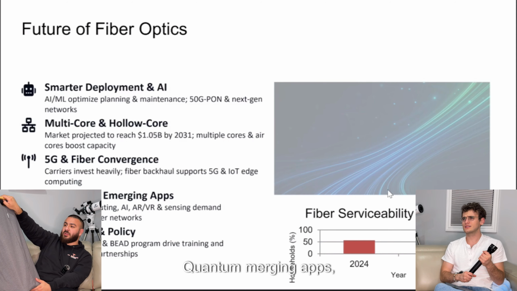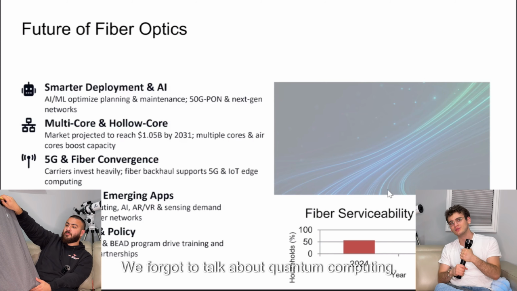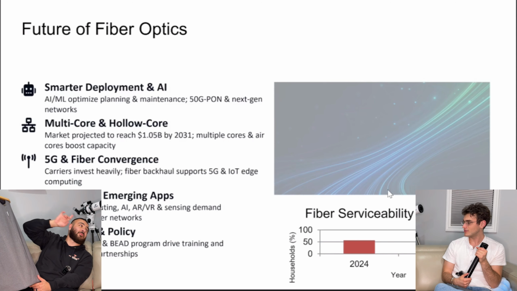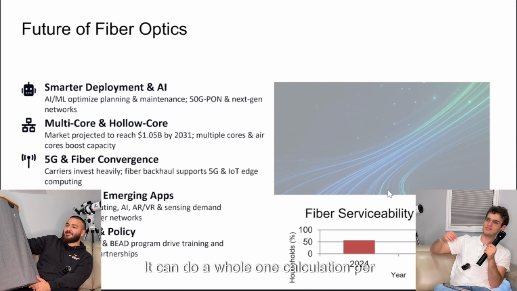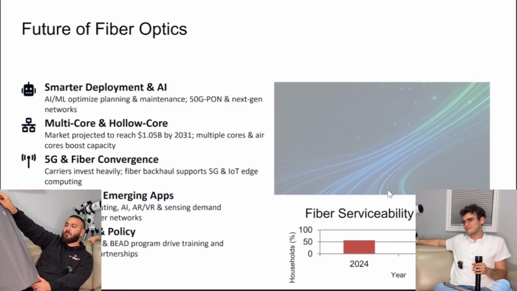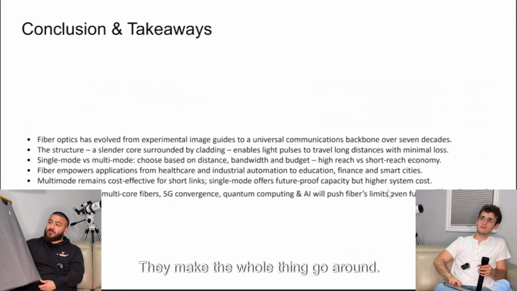But yeah. Quantum merging apps. Ooh, quantum computing. Love quantum computing. We forgot to talk about quantum computing. We definitely just didn't have any idea how any of it works. I do. It's like computing. Quantum. There's no way. I'm telling you, I have one now. Order from Amazon. Order from Temu. Temu quantum computer. It can do a whole 1 calculation per second. Labor shortages and BEAD program drive training and public-private partnerships. I love private partnerships. I don't know what that means, but private partnerships are pretty sick. They make the world go round.